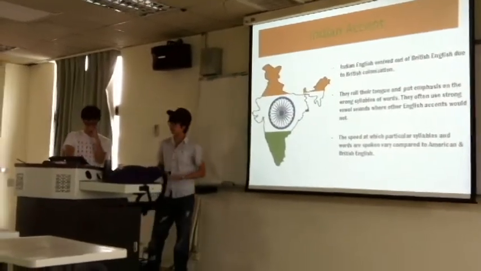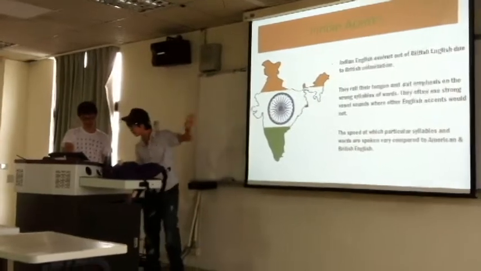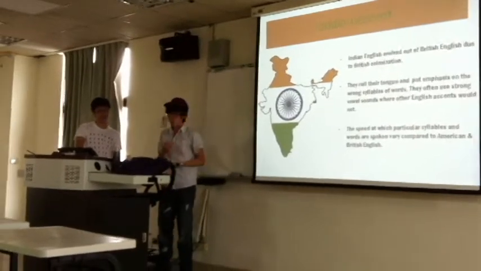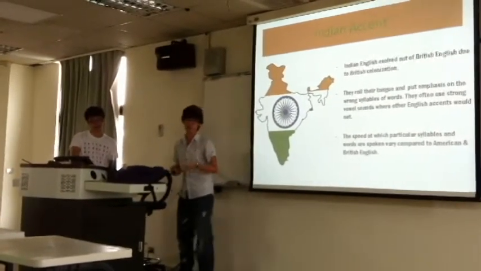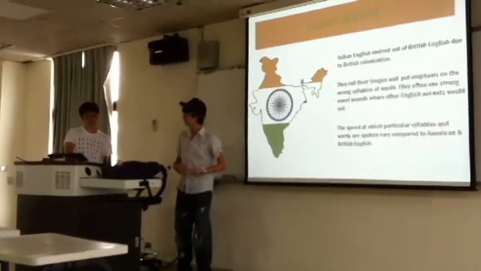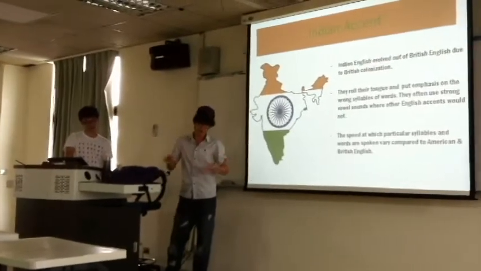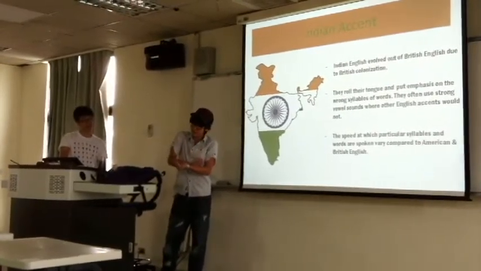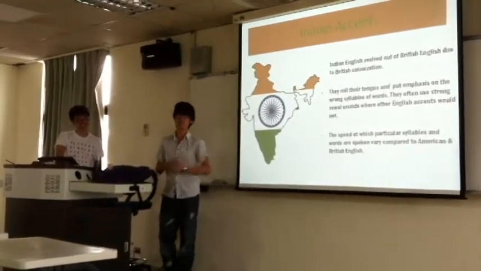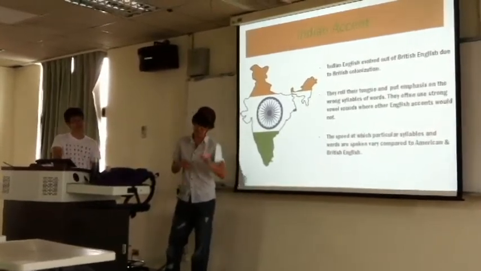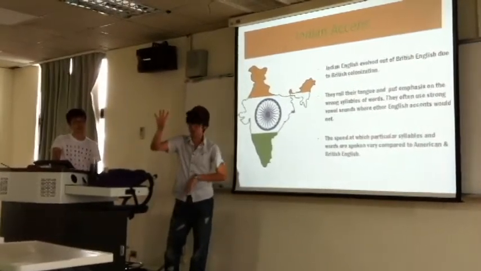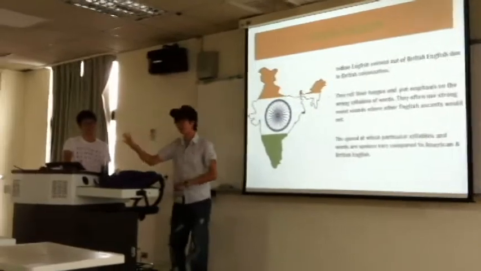And the speed at which particular syllables and words are spoken varies compared to American and British English. What does this mean? Let's say when you ask an American for a number, they go, my number is 212-555-3256. And Indians have this weird rhythm. They go really slow at the beginning, faster in the middle, and then they just run throughout the whole end. So like, hey Indian, what's your number? You want my number? Okay, I give you my number. 212-355-3256. They go really fast.